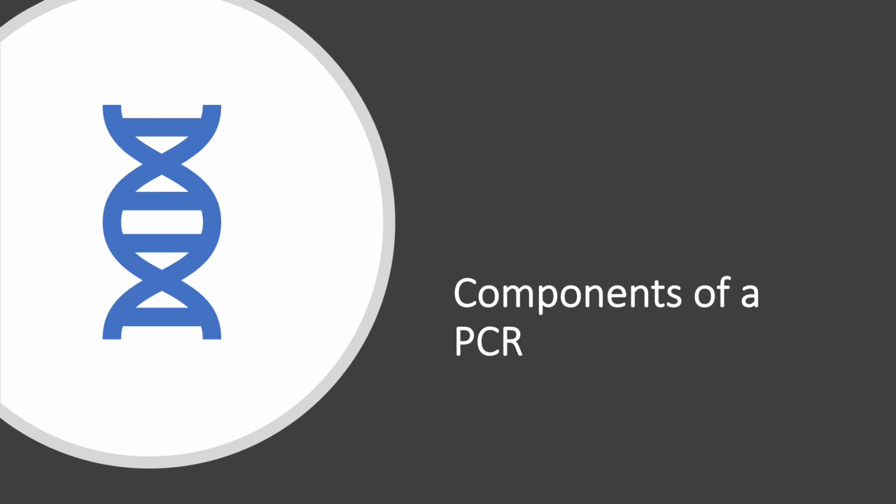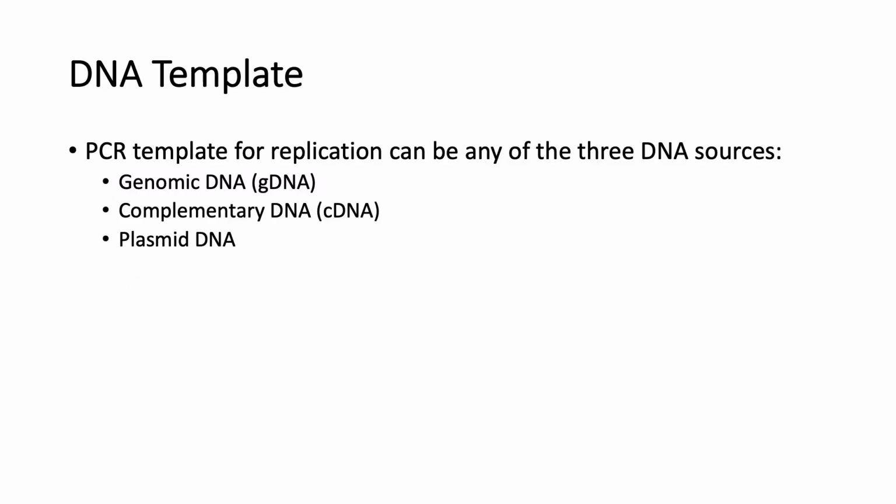The success of PCR depends on a number of factors, with its reaction components playing critical roles in amplification. So I will first discuss the different important components needed in PCR. The first and most important component of PCR is the template DNA strand, which acts as your sample. A PCR template for replication can be of any DNA source, such as genomic DNA, complementary DNA synthesized by reverse transcription from an initial RNA sample, and lastly, your plasmid DNA.